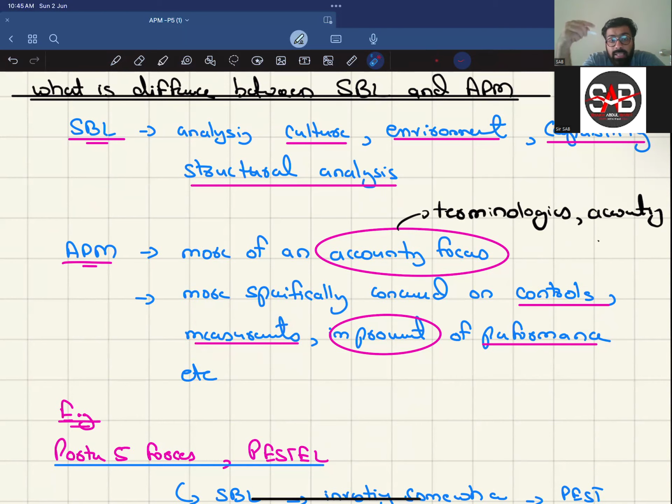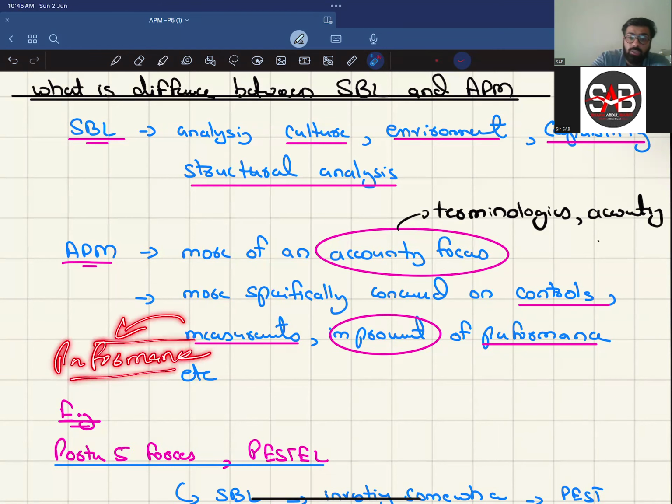In SBL, there isn't an improvement of performance area, right? They ask you to do the environment, the capability, the analysis, they ask you to apply the skills. But here in APM, they want you to give controls, they want you to give measurements through which performance can be evaluated.